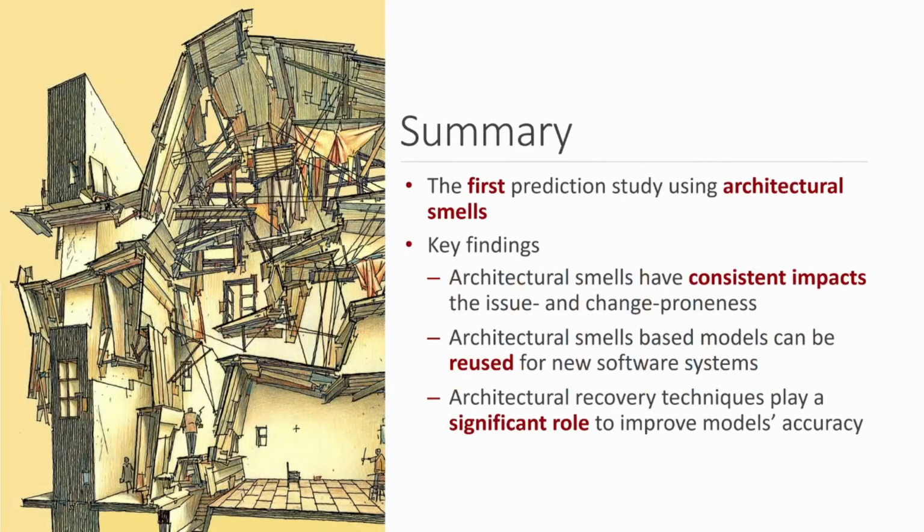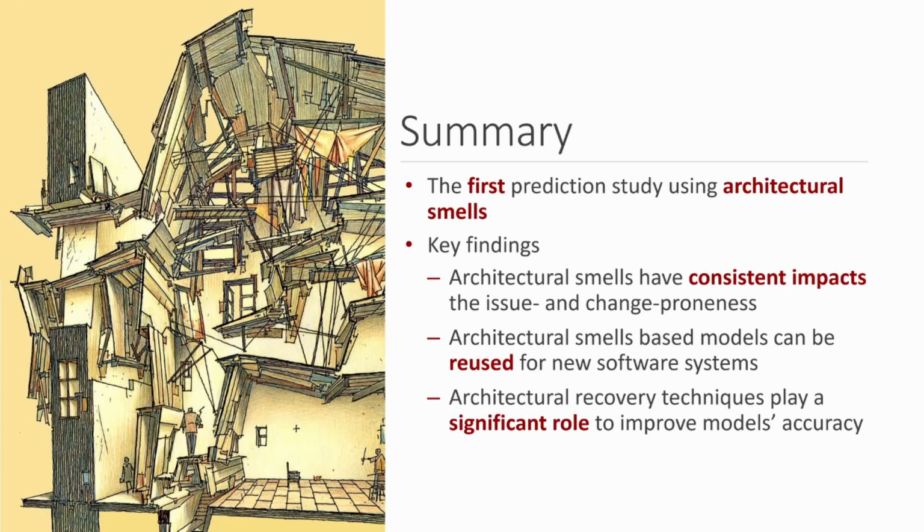So in summary, our study is the first prediction study using architecture smells. There are 3 key findings we found. First, architecture smells have a consistent impact on the issue and change promise. So it means that we can use the history of the system in order to predict the issue and change promise of the future versions.